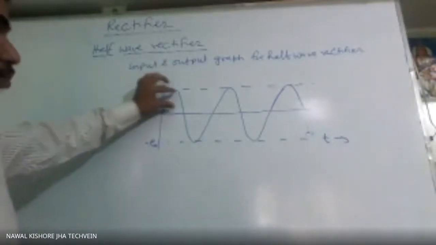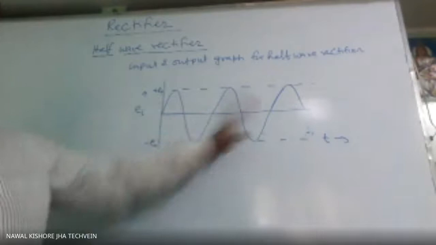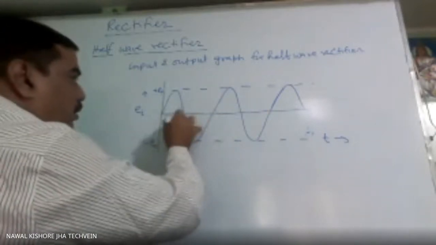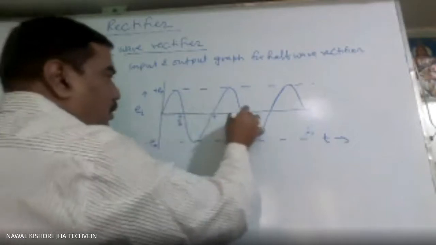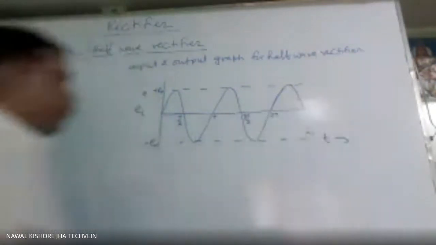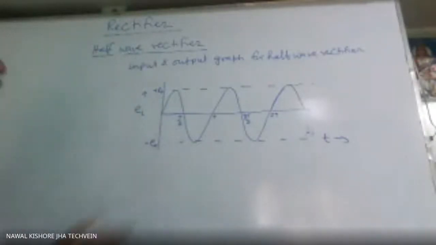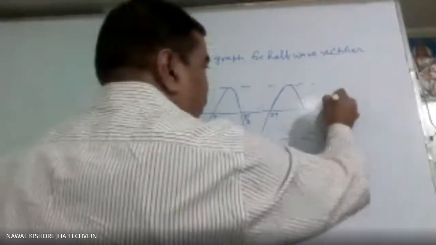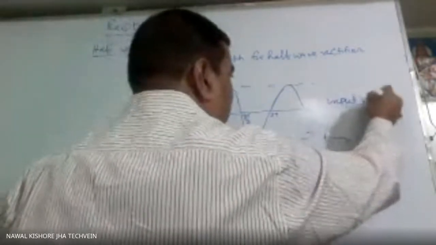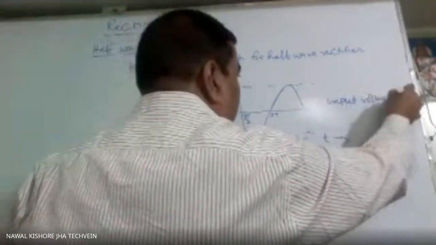This we call positive half cycle, this we call negative half cycle. Time will be same. This is T by 2, this is T, 3 T by 2, 2T, and that will come. This is our input graph, or input voltage versus time graph.